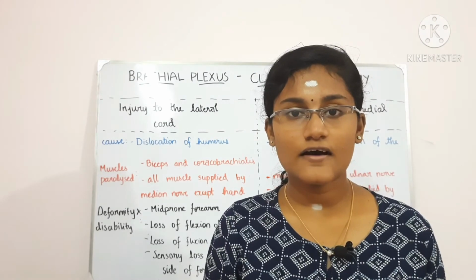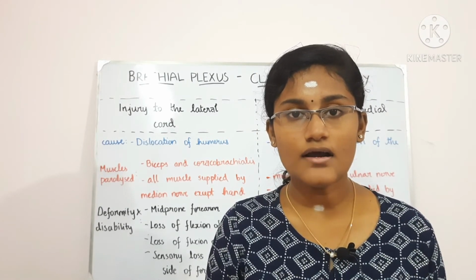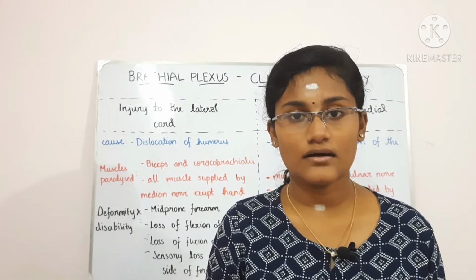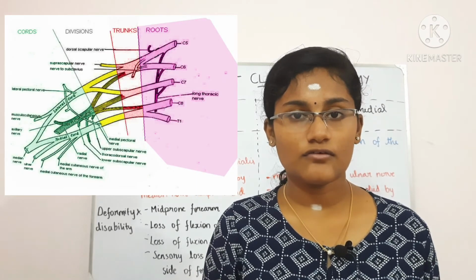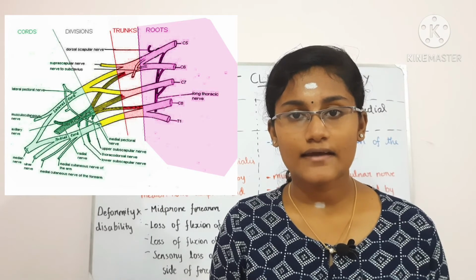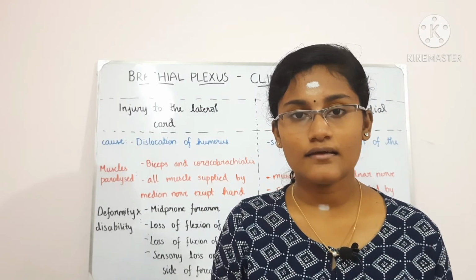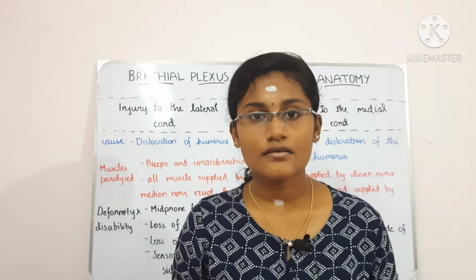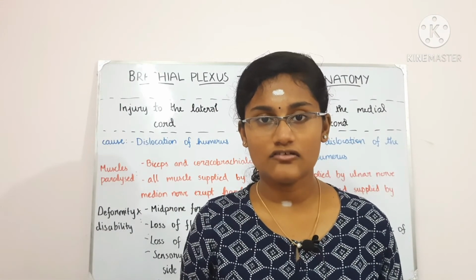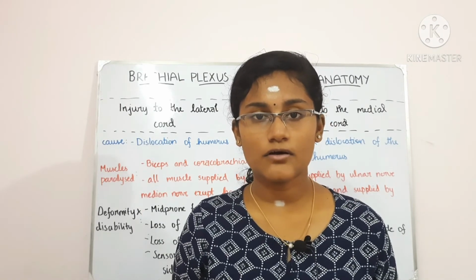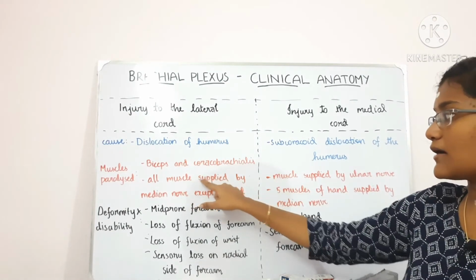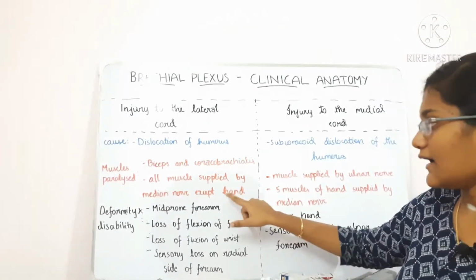The nerves that are affected because of the injury to the lateral cord are the musculocutaneous nerve and the lateral root of the median nerve. Do you remember that flow chart? We had 5 branches there: the musculocutaneous, the axillary, the median, the ulnar and the radial. In that, the musculocutaneous nerve and the lateral root of the median nerve are damaged, and the muscles that are paralyzed because of this are the biceps and coracobrachialis, and all muscles supplied by the median nerve except those muscles of the hand.